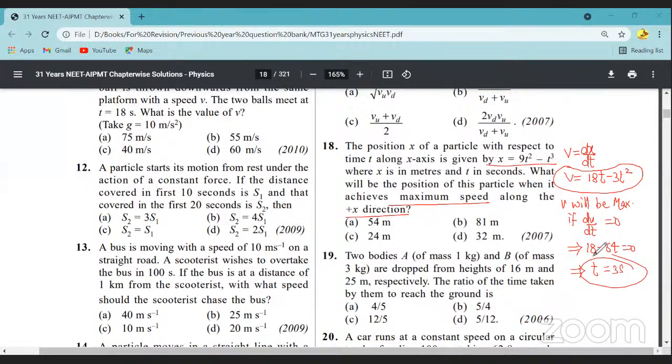At that time I need to find out the position. Put 3 in this. So x equal to 9 into 3 square minus 3 cube. So 81 minus 3 cube, how much is that? 27. So how much is this? 54. So answer A. Is this clear, everyone? Yes, sir.